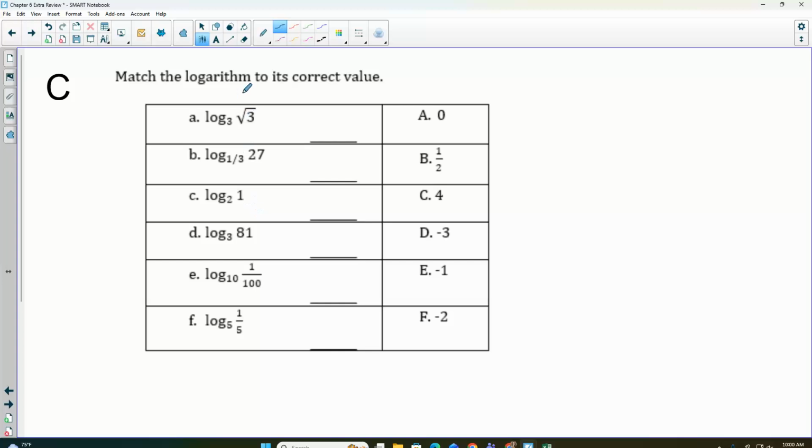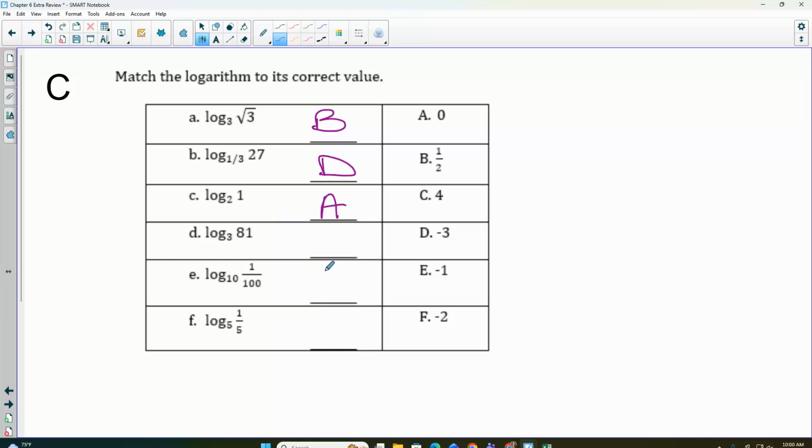evaluating these. Remember, the answer to a log is an exponent. This is like saying 3 to what power would equal the square root of 3? That's the 1/2 power. Square root is a 1/2. 1/3 to what power equals 27? I know 3 to the third is 27, so if it's 1/3, that would have to flip it. What kind of exponent flips it? Negative, so -3. 2 to what power would equal 1?